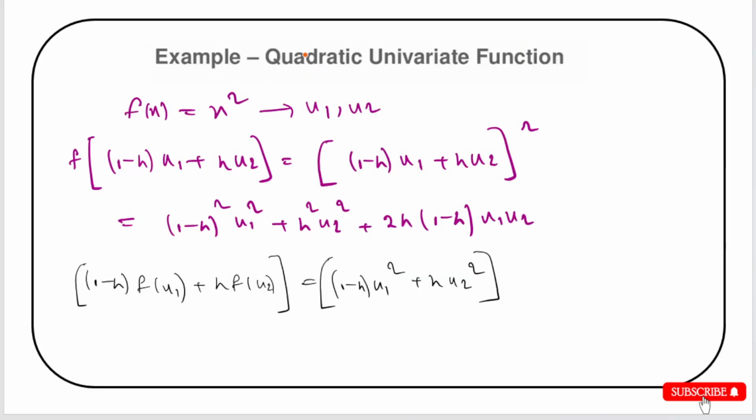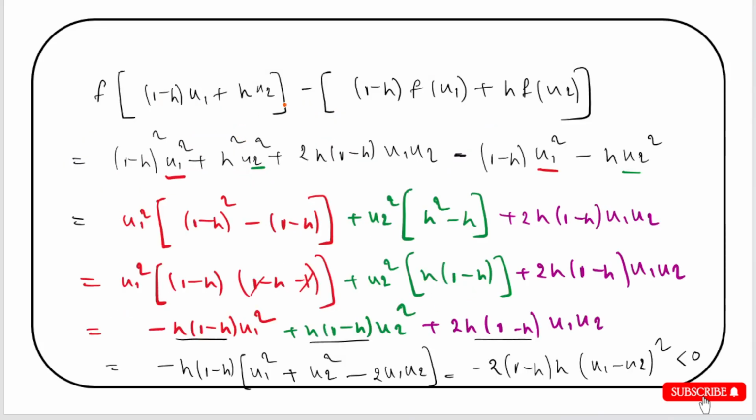A similar thing you can do for checking a quadratic function. A simple case again, f(x) is x square. Again take 2 points in the domain and check this condition, f of (1 minus h)u1 plus hu2, and find this expression. For your calculation, you can take the subtraction. Subtract this from this, and here I have shown you the complete derivation. It's a simple calculation. You just expand the square and take common terms, and you will notice that this minus this expression comes out to be strictly less than 0.